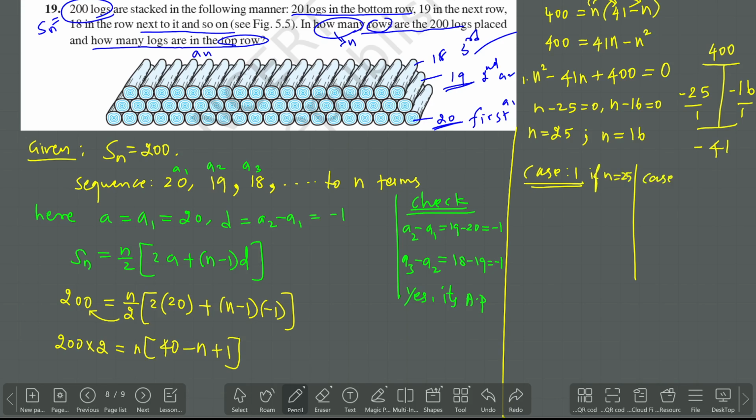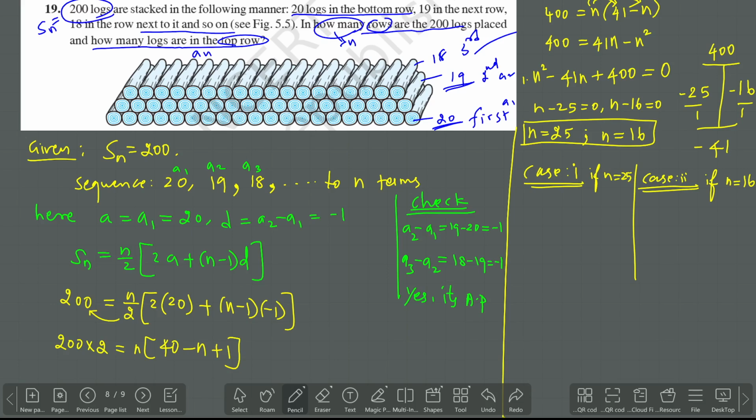Case number 2 with n value 16. We'll check which is correct. Both are actually positive, so we have to check both answers. There is no other way. We'll check. A25 I'm going to check. A16 I'm going to check.